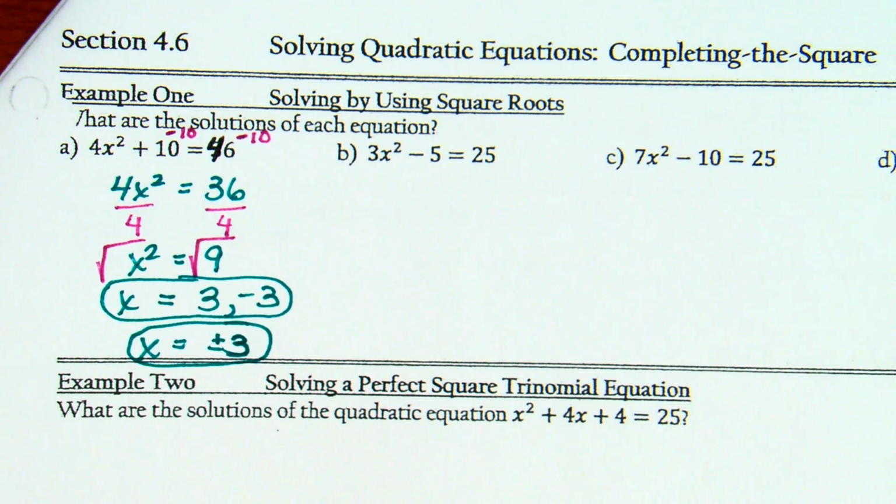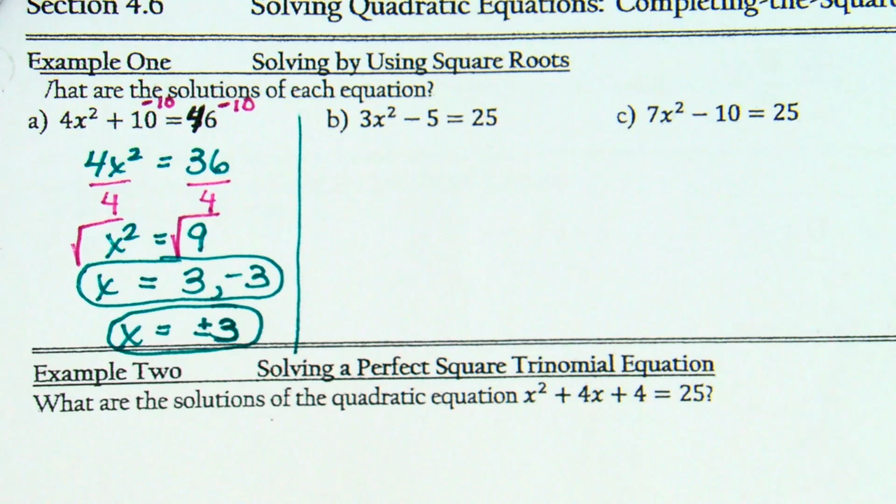Okay, so this is solving using square roots. We're going to write down some steps here as we go on this one, but let's look at part B and make sure we know what we're doing. 3x squared minus 5 equals 25. What was our first goal? Oh, that's probably what I did wrong. That's subtraction 5.